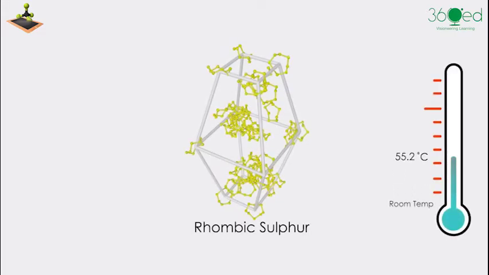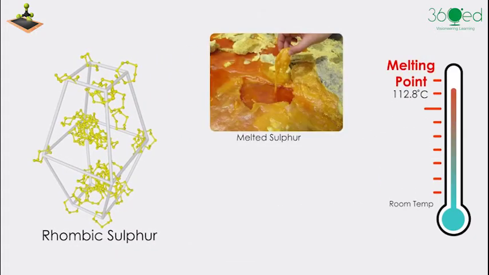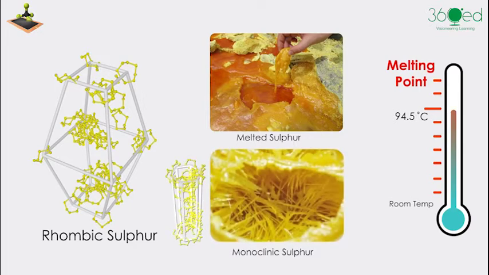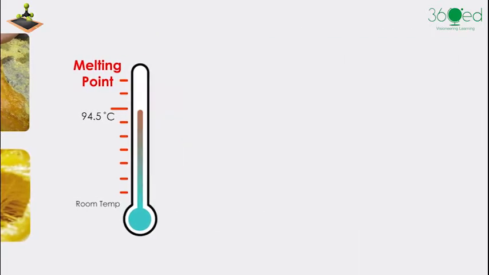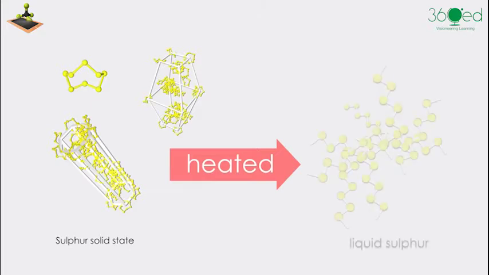On rapid heating, rhombic sulfur melts at 112.8 degrees Celsius, and this temperature is known as the melting point. On gradual heating of rhombic sulfur, its crystal structure undergoes slow transformation into the monoclinic form of sulfur at 94.5 degrees Celsius. When any form of sulfur is heated till it melts, it will get the same molecular form as shown in the figure.